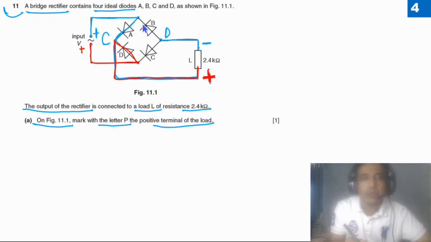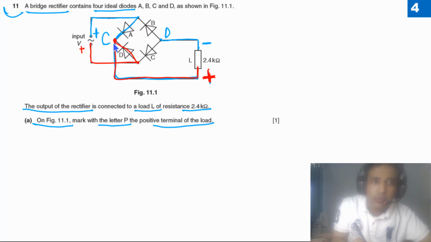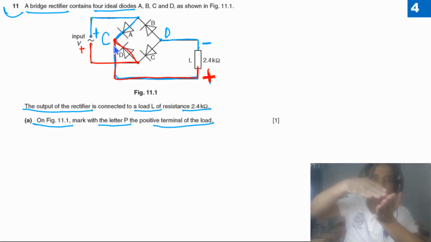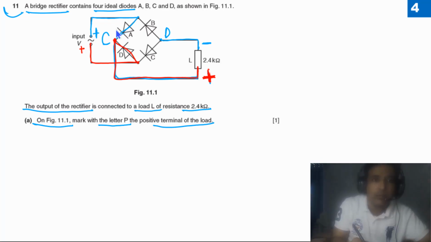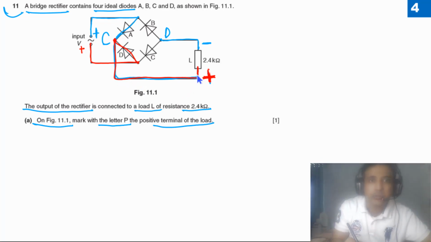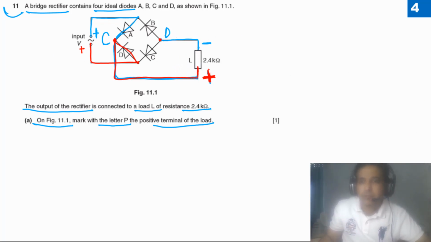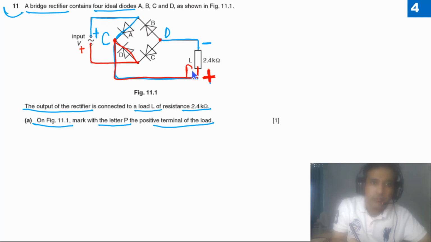I have explained in detail, but if you have understood this point, you simply need to look at the point at which diodes converge, and that side is connected with the positive terminal. So this is positive, and the point at which diodes diverge has to be connected with negative. So this is how you can draw. For this question, simply mark positive and negative, means the positive terminal you can mark with the letter P. So this is simply what you need to write down.